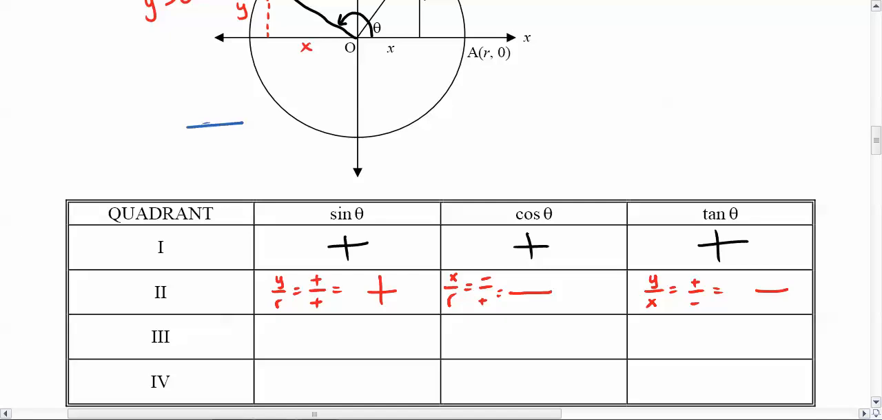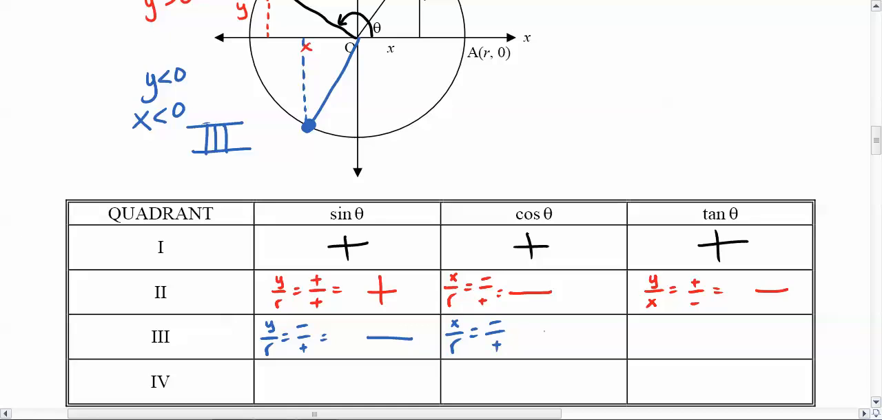In quadrant number 3, if we have an angle down here, then y is below the x-axis and x is to the left. Both the x and the y are negative. So that means sine is going to be negative over positive, which will give a negative result. Cosine will be negative over positive, which gives a negative result. And tangent is negative over negative. Negative divided by negative is positive. So tangent will be positive in quadrant 3.